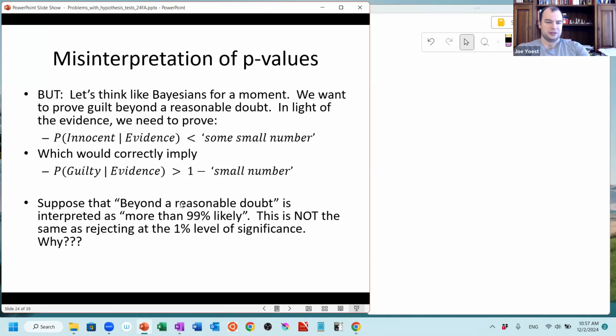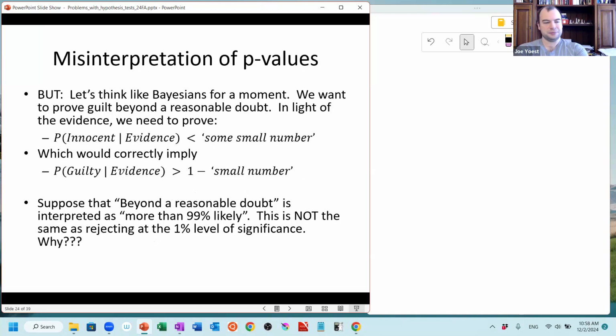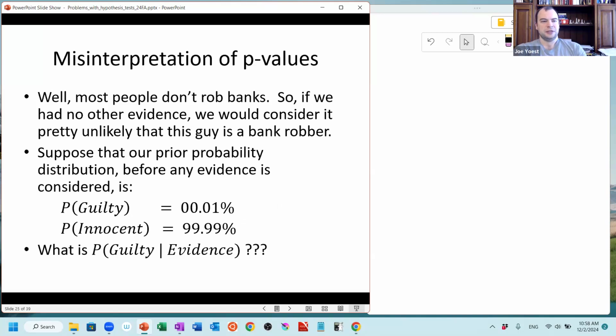Again, this is a Bayesian statement. This is saying the likelihood the person is guilty, given the evidence, is more than 99%. This is not the same as rejecting with a p-value less than 1%. This is not the same as saying the probability of seeing this evidence for an innocent person is less than 1%. One of the problems here is that most people don't rob banks. So if we had no other evidence, we consider it pretty unlikely the guy's a bank robber.